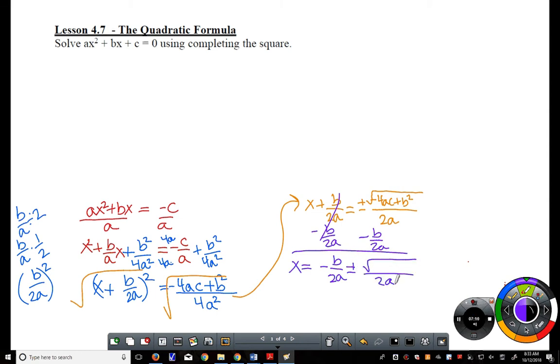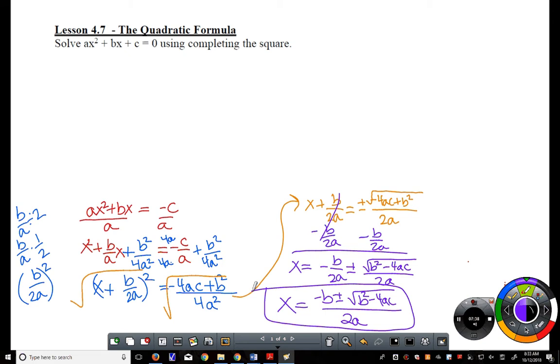And I'm going to rearrange the stuff in the square root a little bit because maybe then it will look more familiar. Instead of calling it negative 4ac plus b squared, I'm going to call it b squared minus 4ac. And these two fractions could be written as one thing if we write them like this. So there's the solution to this quadratic equation if I solve using completing the square. What does that look like to you guys? The quadratic formula.